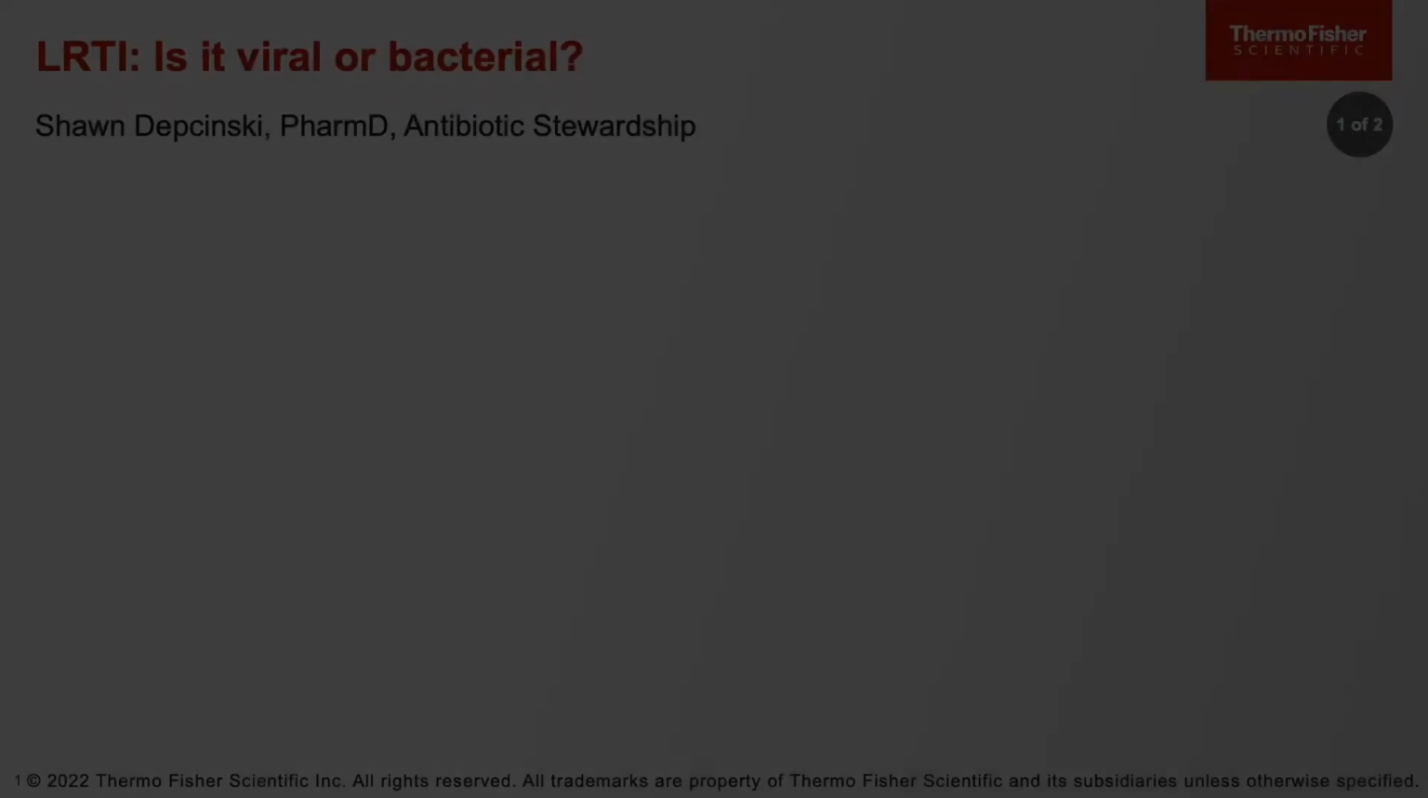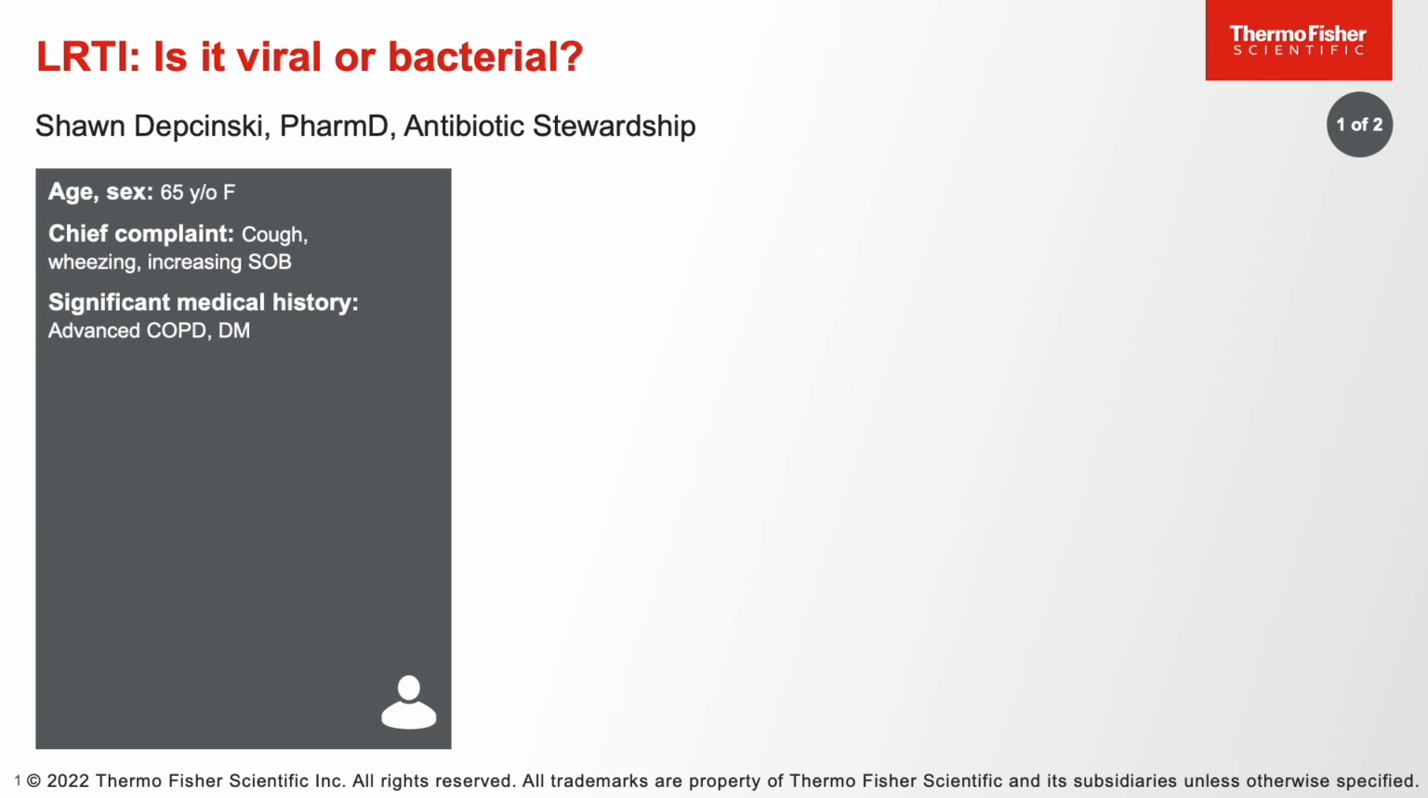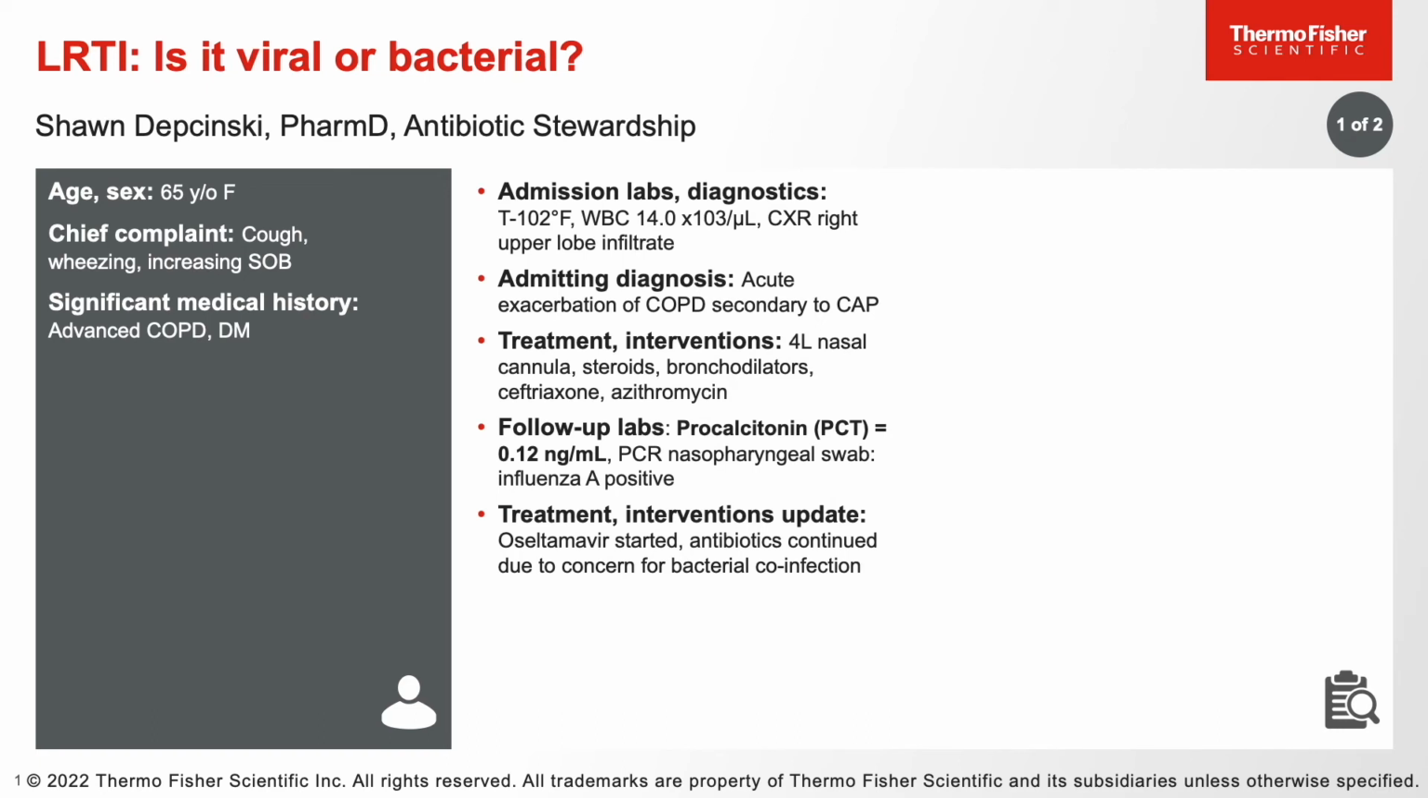So this is a case of a 65-year-old female with advanced COPD and diabetes who was admitted in December, pre-pandemic, to the general floor with fever, leukocytosis, cough, wheezing, and increased shortness of breath, requiring 4 liters per minute of oxygen via nasal cannula. Chest x-ray demonstrated a right upper lobe infiltrate, and therefore prednisone, bronchodilators, ceftriaxone, and azithromycin were started for treatment of presumed acute exacerbation of chronic bronchitis secondary to community-acquired pneumonia.